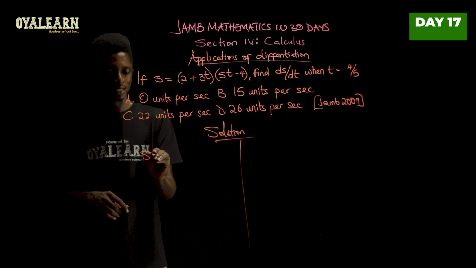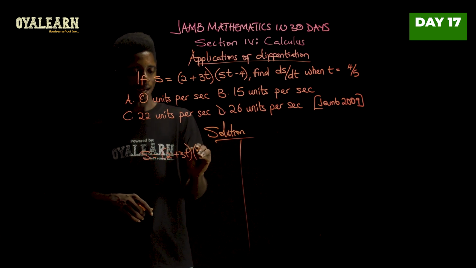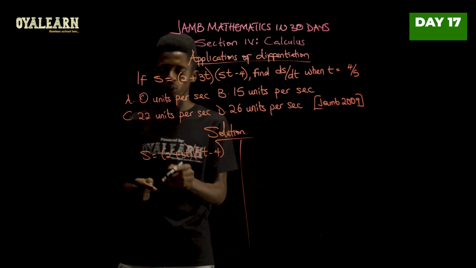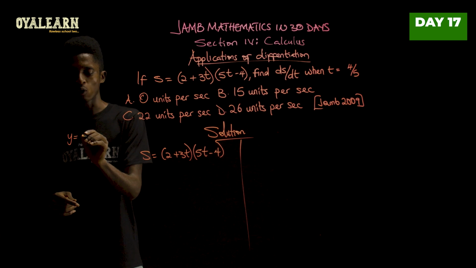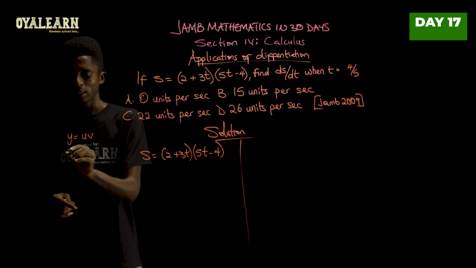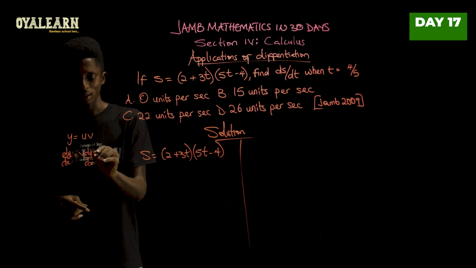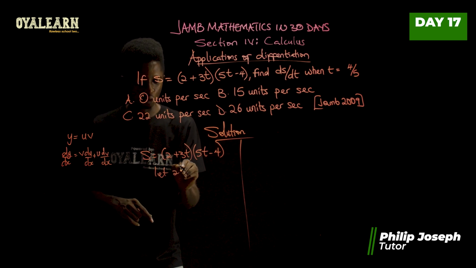So we see that s is 2 plus 3t multiplied by 5t minus 4. So what we're going to do here is apply the rule known as the product rule, where if y equals uv, then dy/dx is going to be v du/dx plus u dv/dx. To apply this, we start by saying let 2 plus 3t equal u.